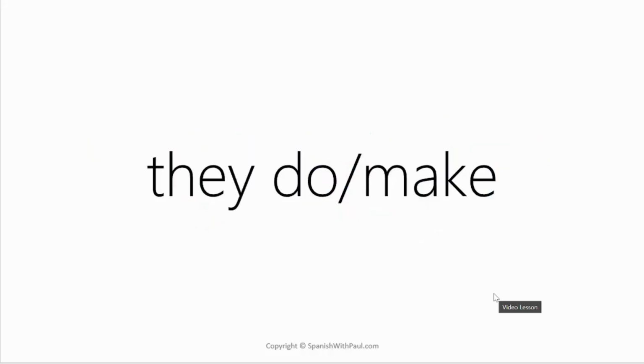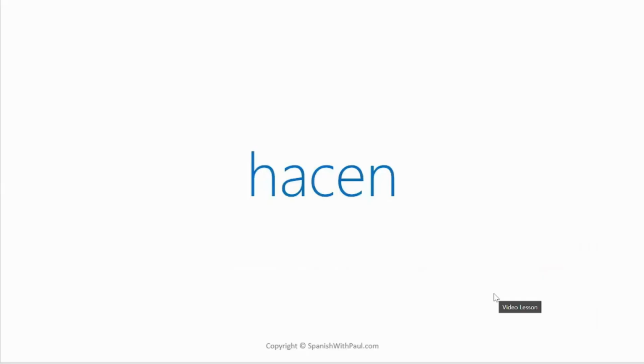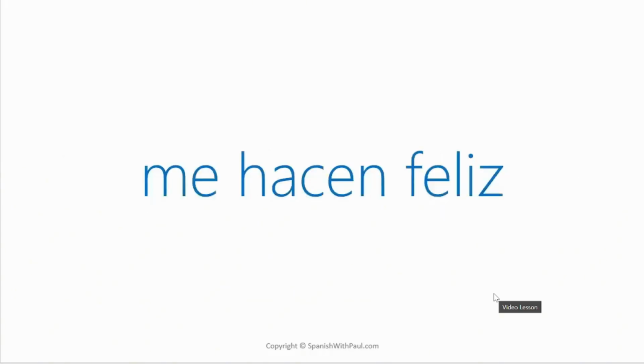Let's look up the sound for they do or they make. So the angle is here for they. The verb is hacer, to do or to make. So the sound is hacen. Hacen. How would you say they make me happy? Me hacen feliz.